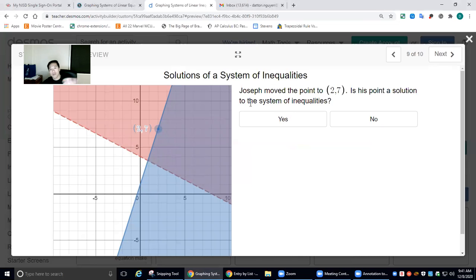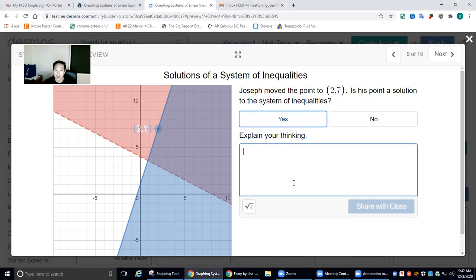Solution of the system. Oh, it's funny, I just moved it to 2.7. Here it is. Joseph moved the point to 2.7. Is his point a solution to the system of inequalities? Is it a solution? Yes or no? I should see a lot of people telling me the answer right away. Yes, it is. Explain your thinking. So this is your part. You explain why this is a solution. And here's the hint. It's on what? A solid line, and think about how to put it together with the shaded region. Okay?